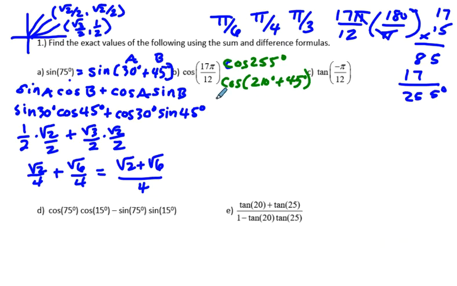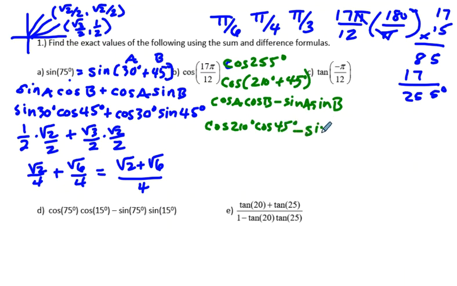Let me write the formula. Cos A cos B minus sine A sine B. Okay. Let's see, next. This is my A, this is my B. So cosine 210 degrees, cosine 45 degrees, minus sine 210 degrees, and sine 45 degrees.